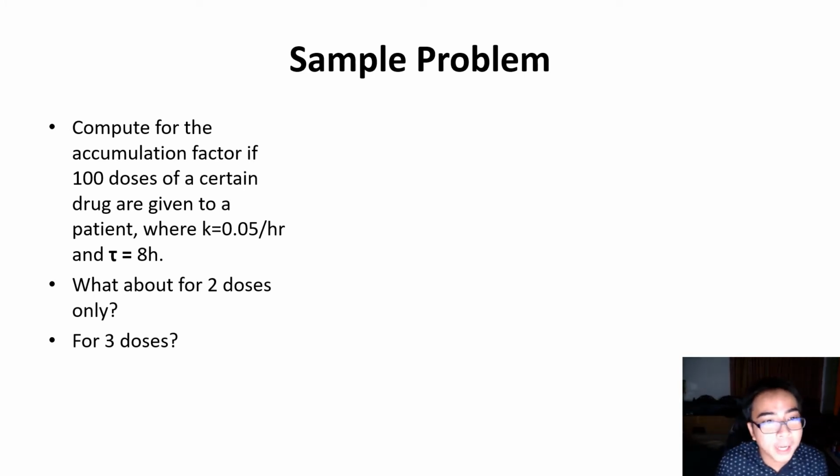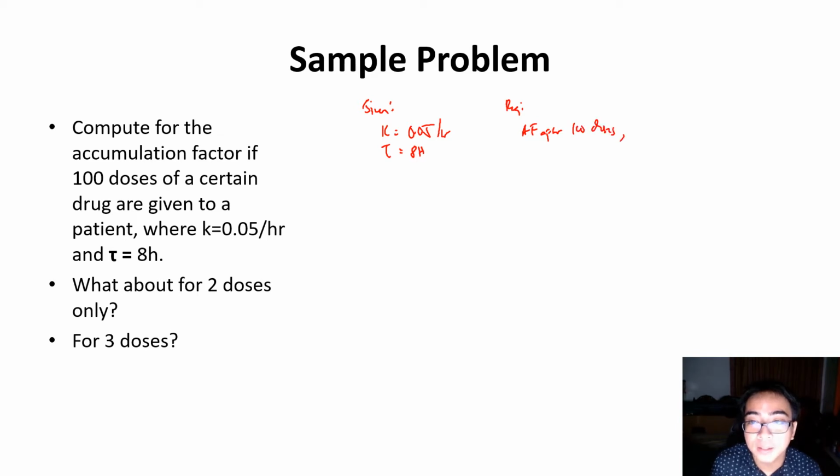Compute for the accumulation factor. Let me read the problem first. Compute for the accumulation factor if 100 doses of a certain drug are given to a patient where K is 0.05 per hour and tau, or dosing interval, is 8 hours. Then there is a follow-up question: what about for 2 doses or for 3 doses? So, given: K is 0.05 per hour, and tau is 8 hours. The required is the accumulation factor after 100 doses, 2 doses, and 3 doses.